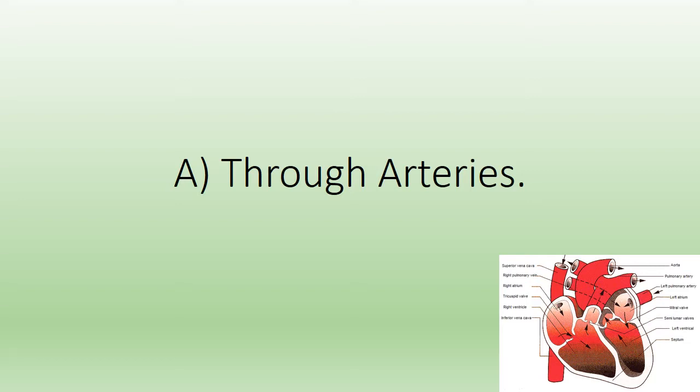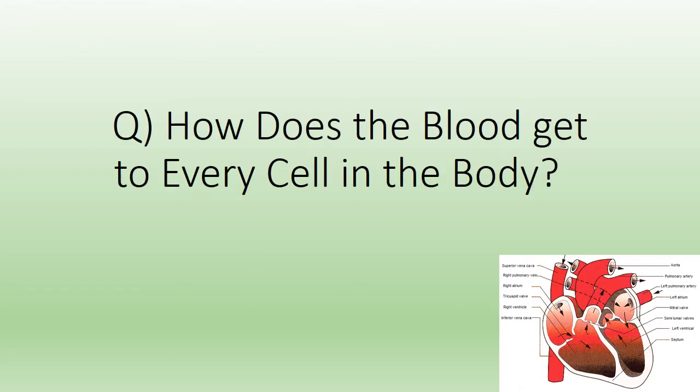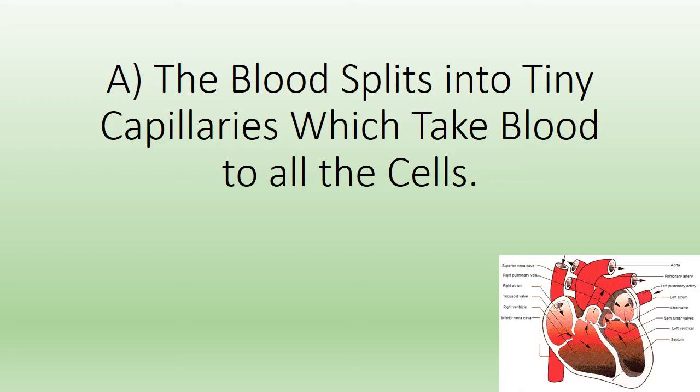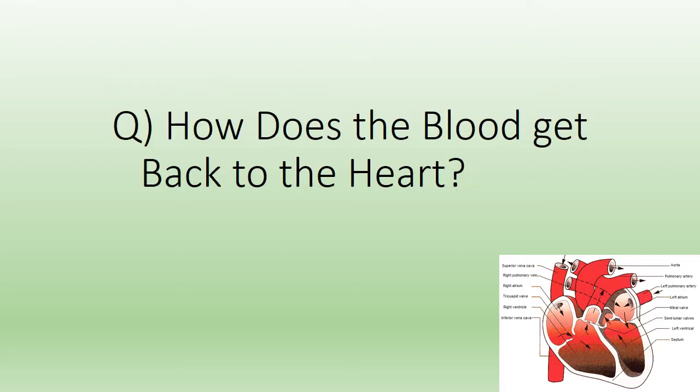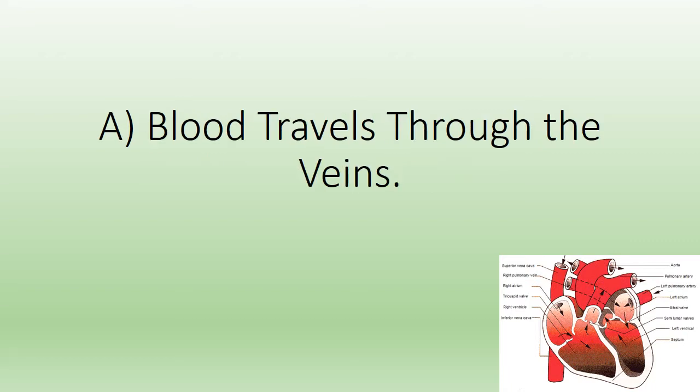Through arteries. How does the blood get to every cell in the body? The blood splits into tiny capillaries which take blood to all the cells. How does the blood get back to the heart? The blood travels through the veins.